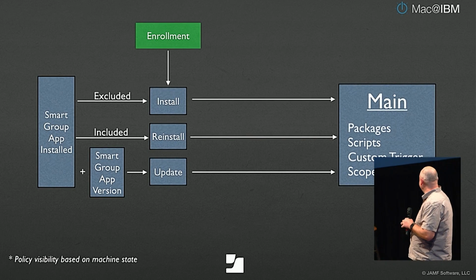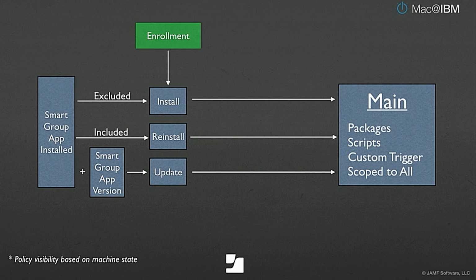And this is what it looks like. So for every application that we install, we have 4 policies. We have an install policy, we have a reinstall policy, we have an update policy, and we have a main policy. Now, the install and reinstall policies are controlled by a smart group. You either have the application installed or you don't. With the update, we added the version. So therefore, if you have the app and the proper version, you can get an update policy.